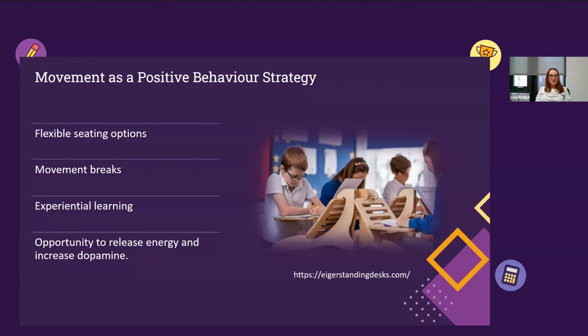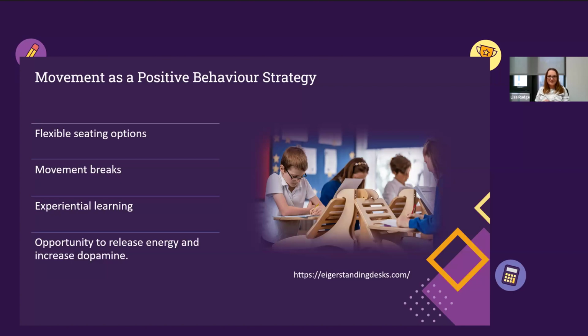We might use experiential learning for our movement break. So lots of hands-on tasks, whether they're building blocks, whether they're number sheets, whether they're beads, whether it's different textures, whether we're moving into groups. So that experiential learning helps prompt movement into everything we're doing.